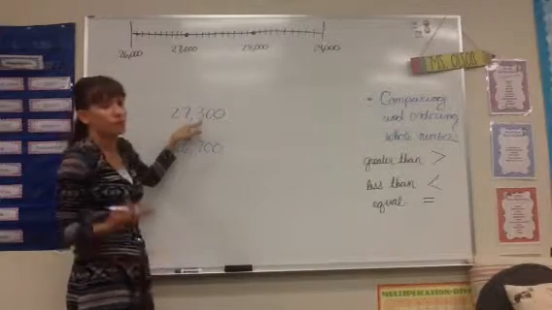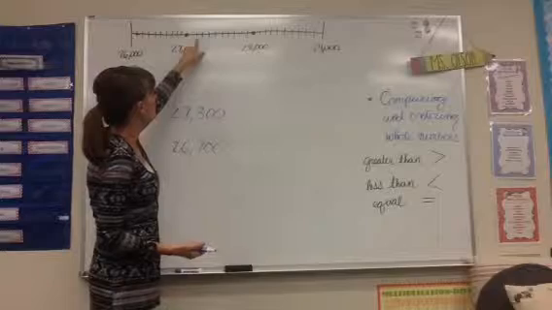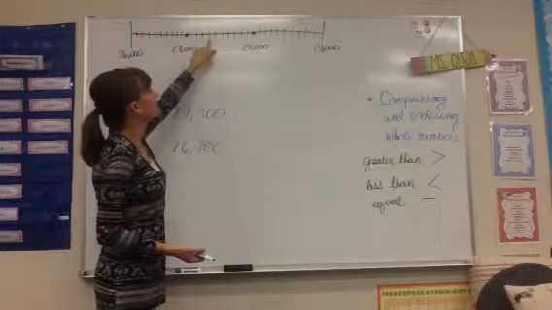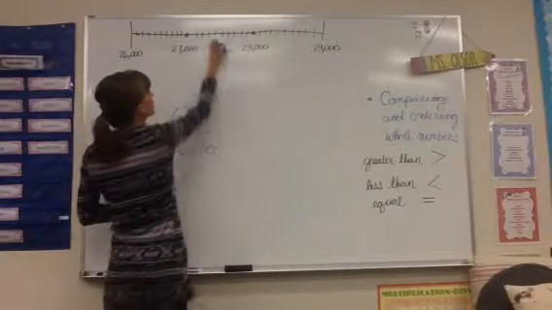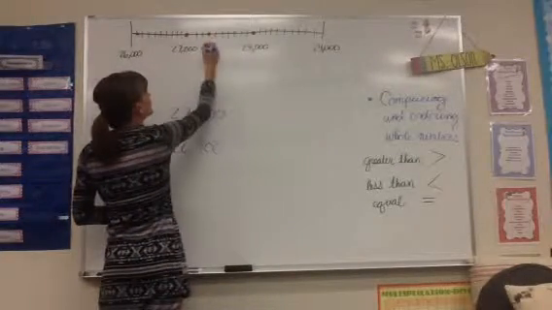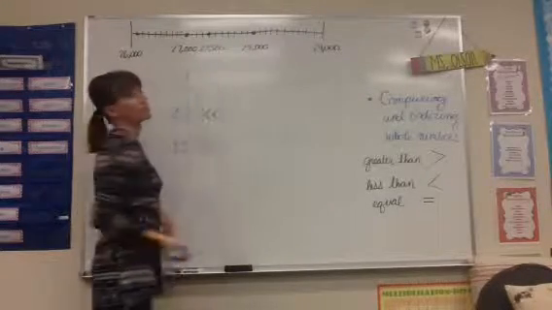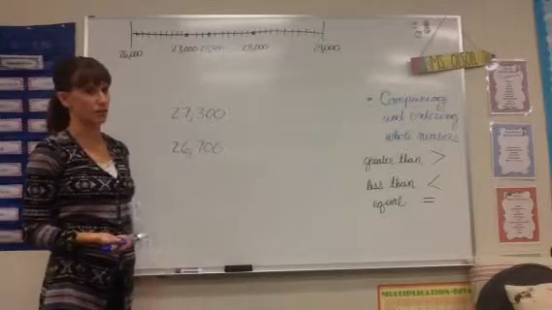So let's just count 3. Here's 27,100, 27,200, 27,300. They match. So here we go. Mark it. 27,300. Excellent. Let's talk about 26,700.